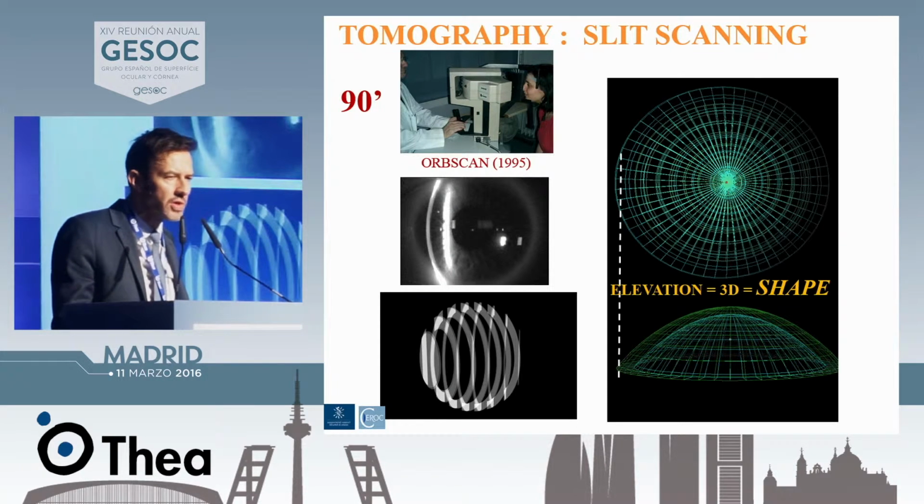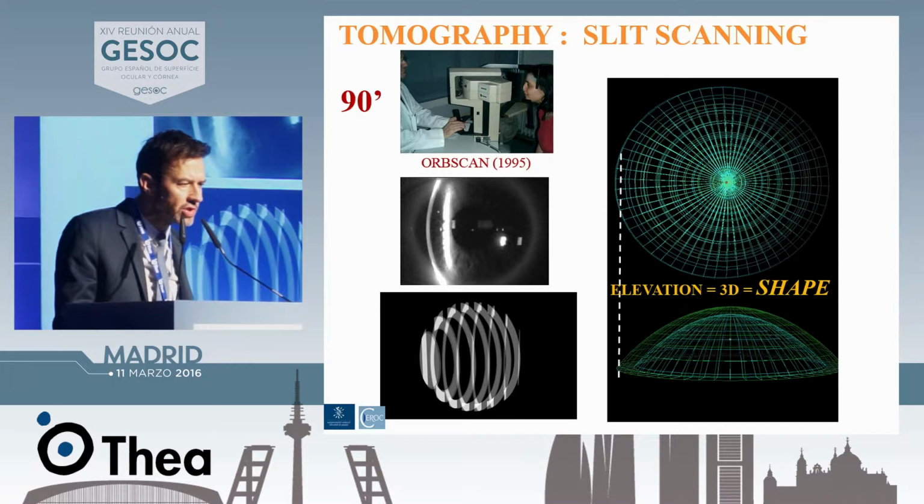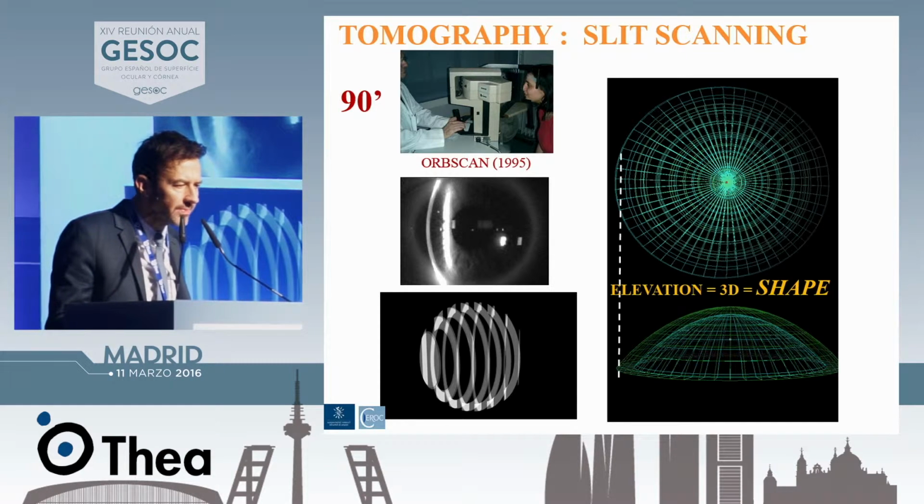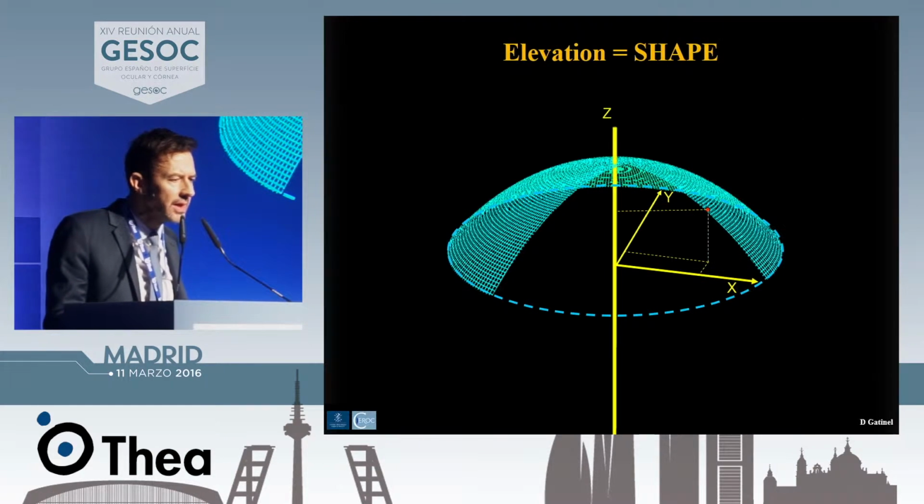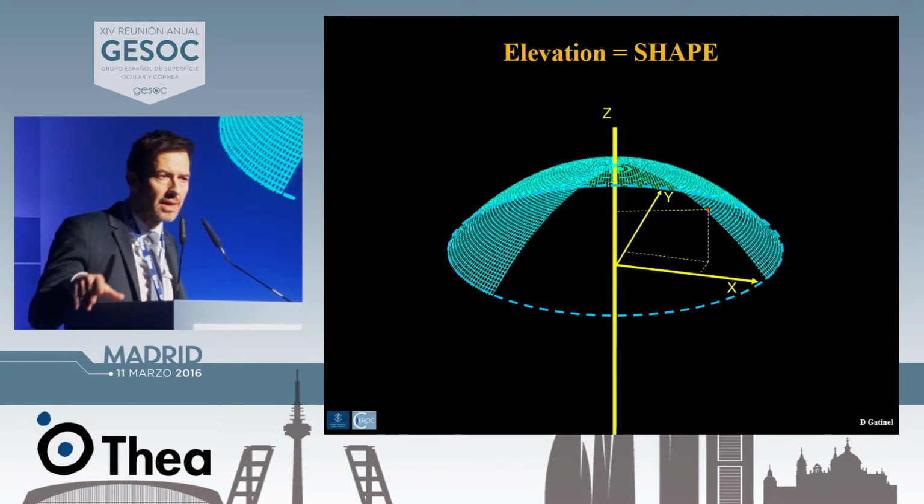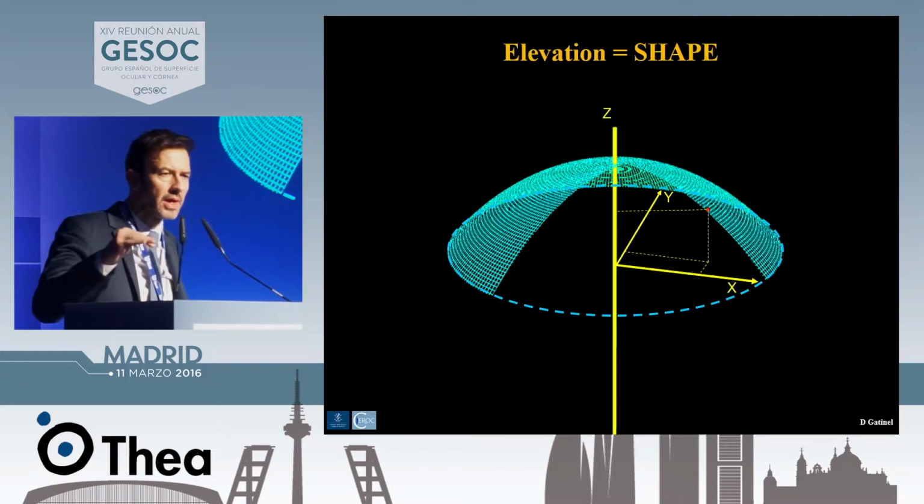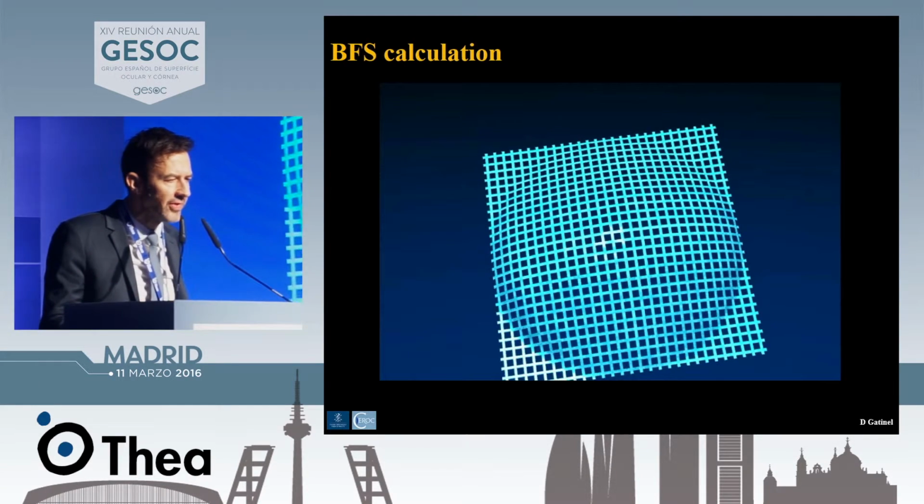Tomography, which was introduced in the mid-90s with the Orbscan technology, is addressing the issue of showing the shape of the cornea. It's more direct, and shape is really the coordinates in space of the anterior and also the posterior surface.